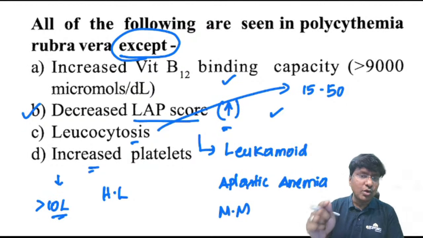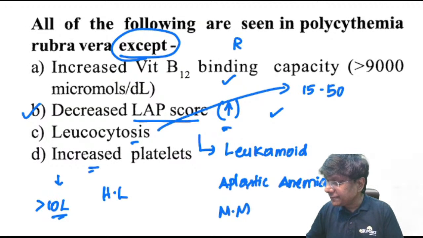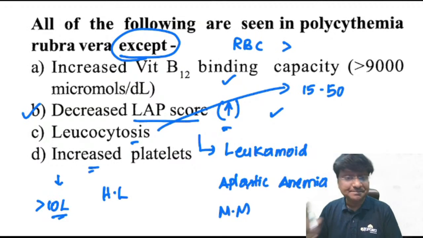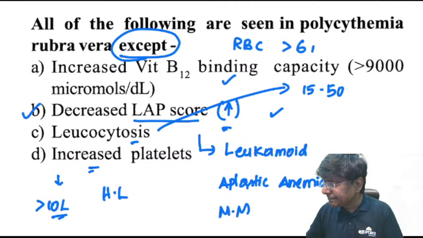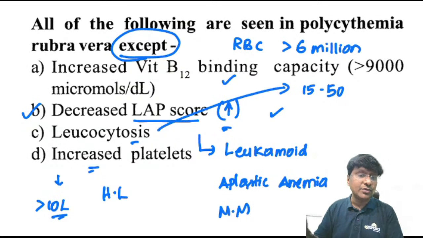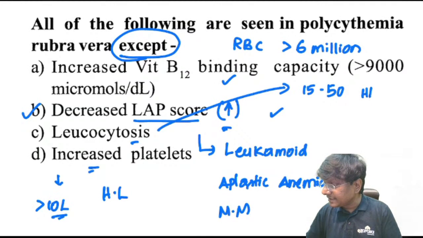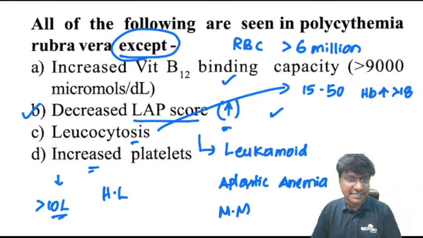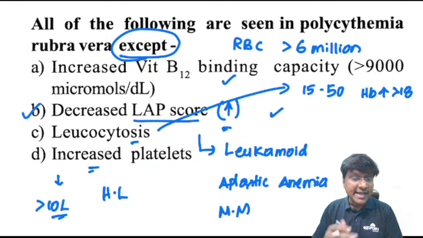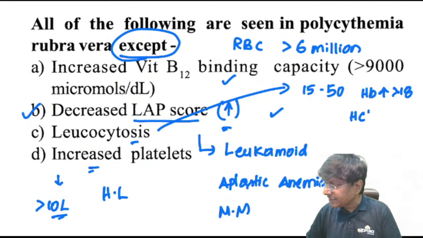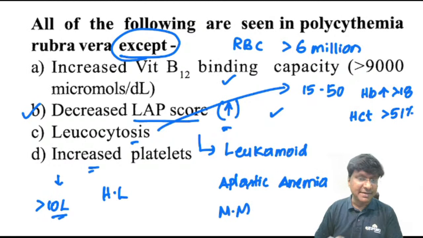And not only that, what will happen to your RBC count? If you take RBC count, that will be more than 6 million per cubic millimeter. That will be the RBC count in patients with polycythemia rubra vera, right? And not only that, what will happen to the hemoglobin level? That also increases. And how much will be that? More than 18 grams percentage. And what will happen to your hematocrit? Hematocrit also increases, and that will be more than 51%.